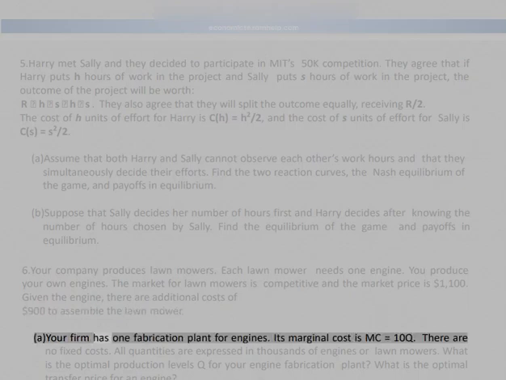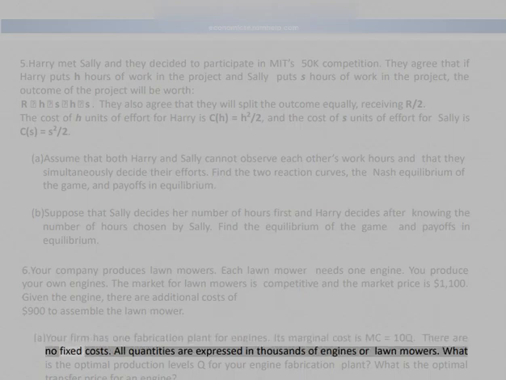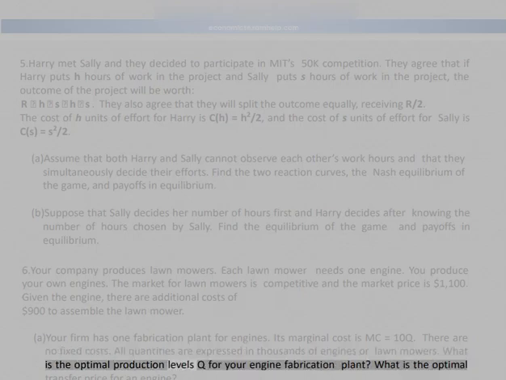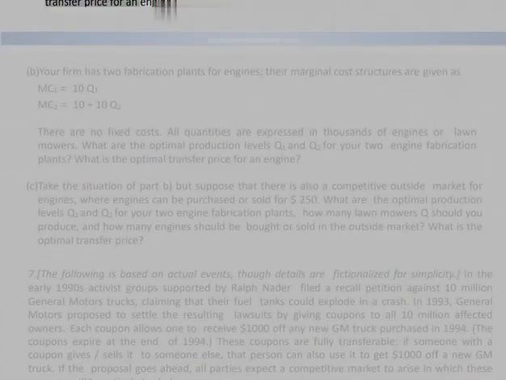A. Your firm has one fabrication plant for engines. Its marginal cost is MC equals 10Q quetzales. There are no fixed costs. All quantities are expressed in thousands of engines or lawnmowers. What is the optimal production level Q for your engine fabrication plant? What is the optimal transfer price for an engine?